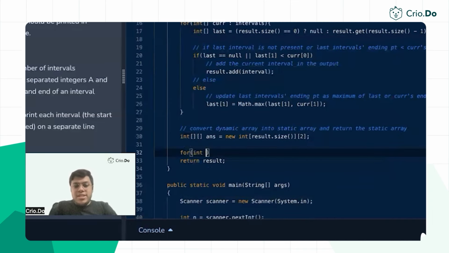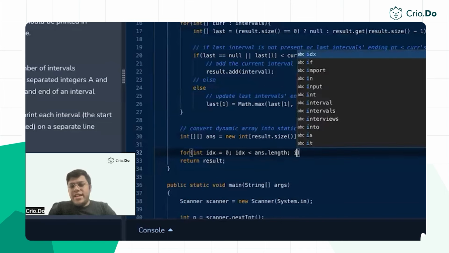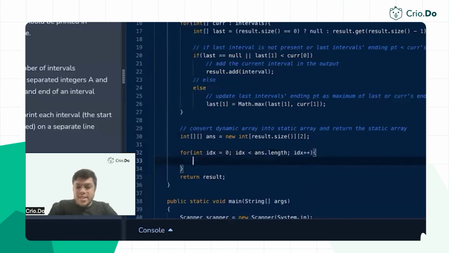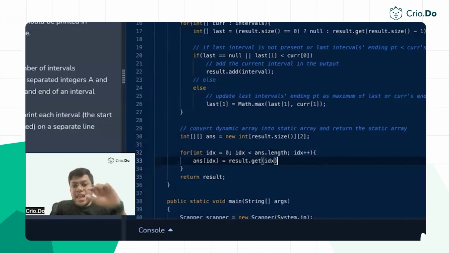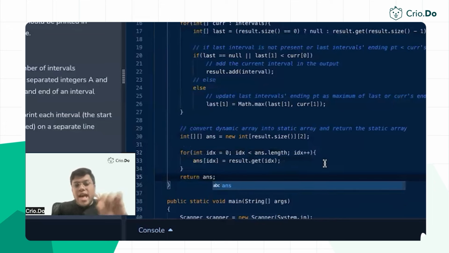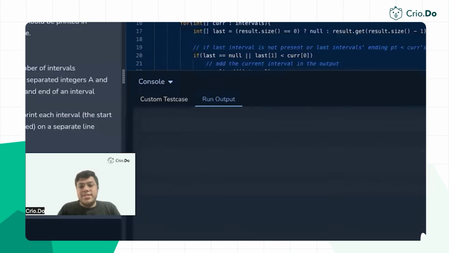And we can now just store all the values by running an index-based loop starting from 0 going till answer.length. And we can just make all the intervals stored in the static array. So answer of index will be result.get(index). Get is the function for array list. Square bracket is the way for array. This is the difference in the syntax in Java. And now we can return the answer, not the array list, because answer is the static array.